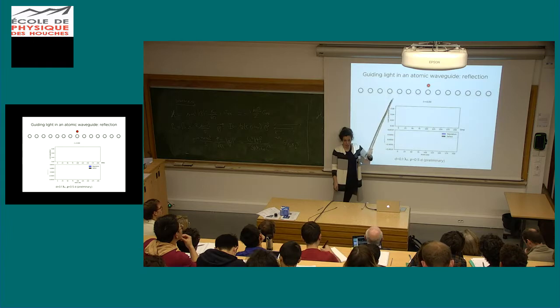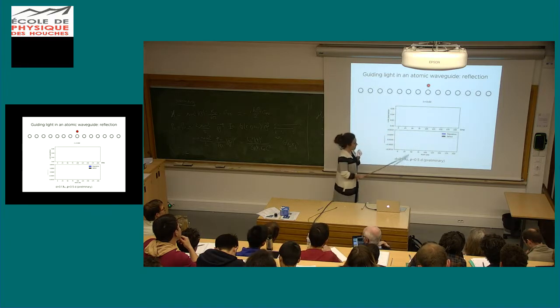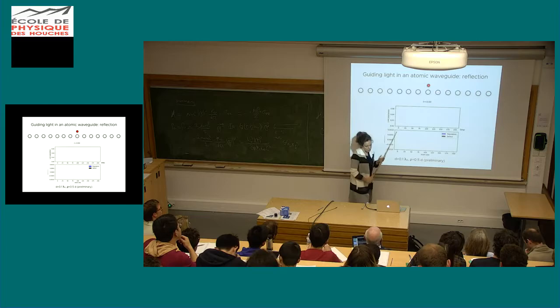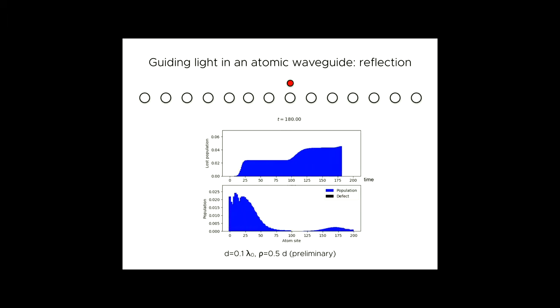So we can take a look at if this is the case in this situation. Here we're going to see the loss population as a function of time. And here we're going to see the population of the atoms in the chain. So here I'm exciting, and as you can see, there is no loss once it starts propagating. It hits the defect. Some loss exists because this atom may radiate into free space, and basically the spin wave is reflected.